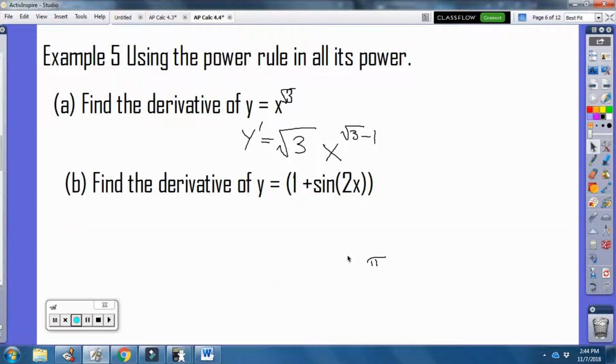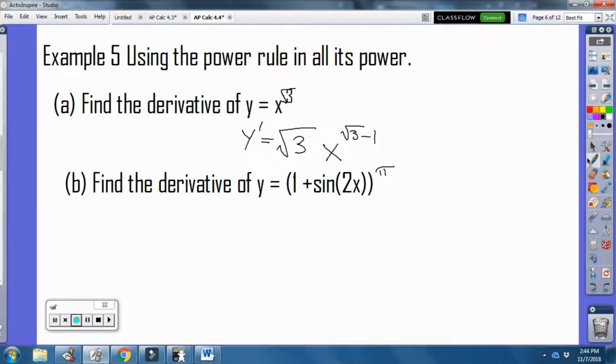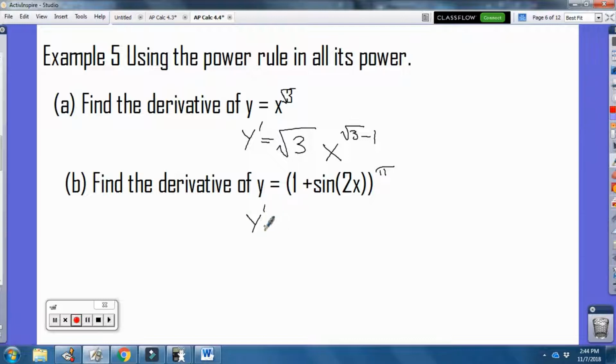We have a similar problem here. This is going to use the chain rule. I'm going to do the derivative of the outside. So y prime is going to be pi, because I just bring the pi down, times the inside, 1 plus sine of 2x. And we'll decrease this power by 1.